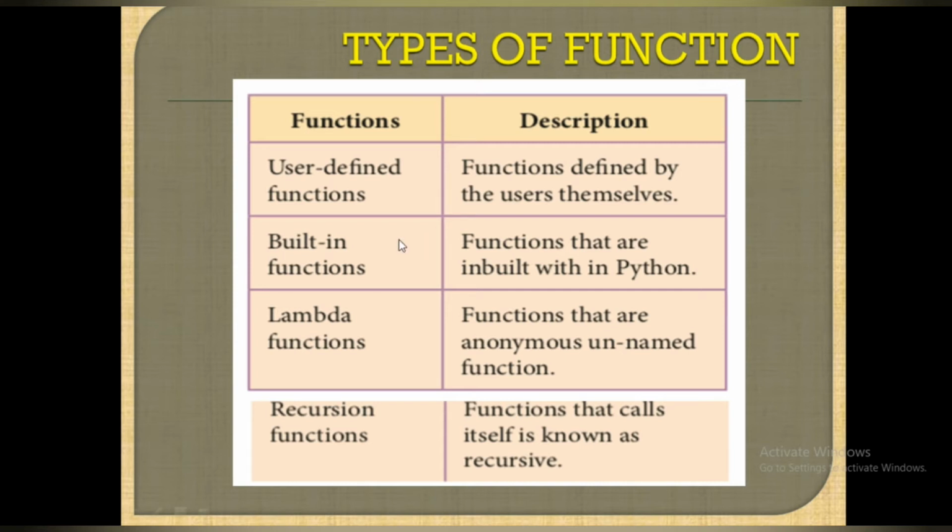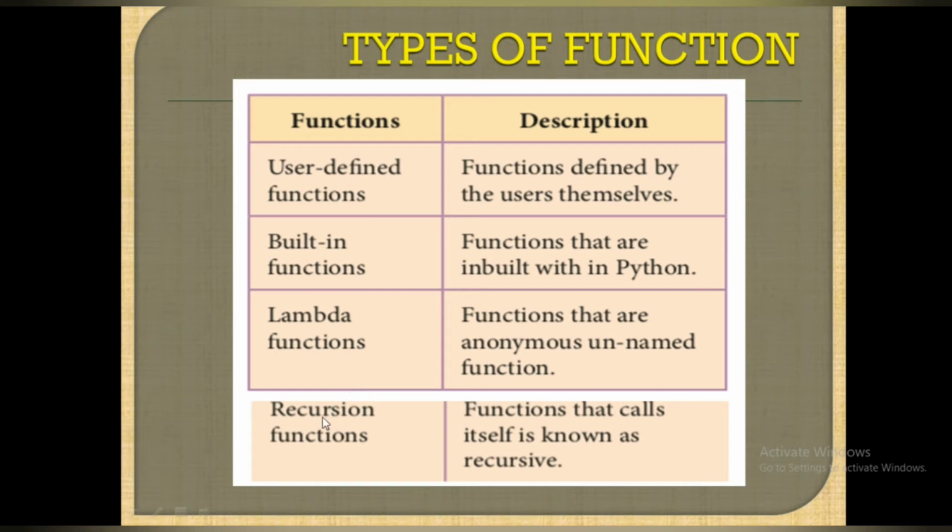Now you can see the lambda function. So what is this lambda function? An anonymous, unnamed function is known as a lambda function. That is, when you define a function without a name, a function without a name is known as a lambda function. That is given as an anonymous function.